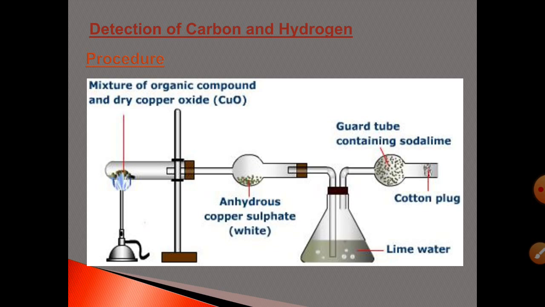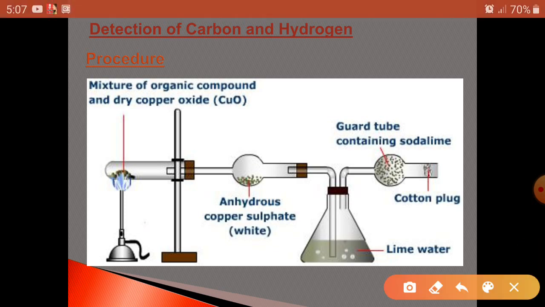Carbon dioxide which is produced during this reaction turns lime water milky, which is present in a flask. It proves the presence of carbon in our organic compound. And hydrogen in our organic compound is oxidized to water, and this water turns white anhydrous copper sulfate blue, showing the presence of hydrogen in the organic compound.